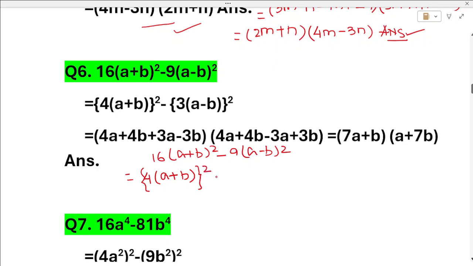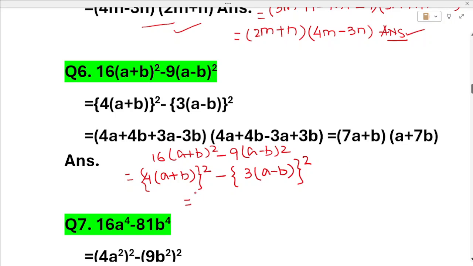Correct. Now minus, 9 is the square of 3. Okay, and for a minus b whole square, you can put the 3 multiplied by a minus b as this term. Now express it as the product of difference and sum.